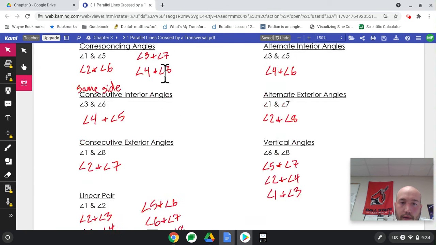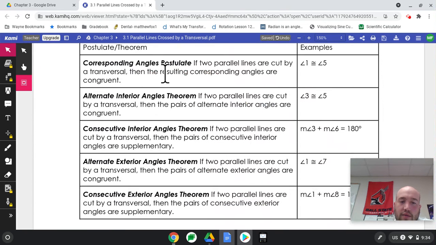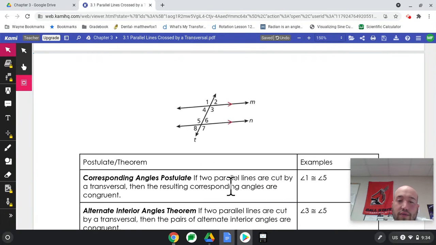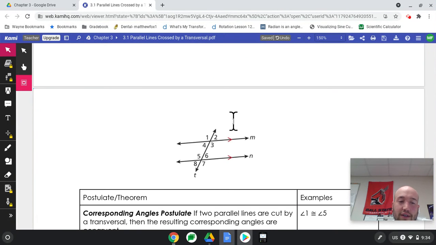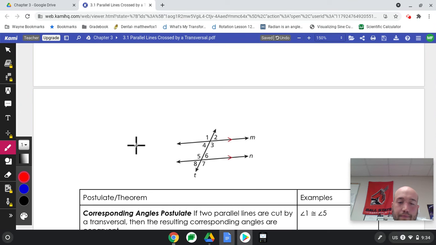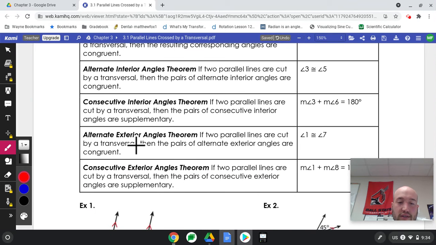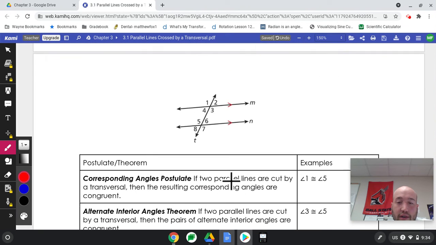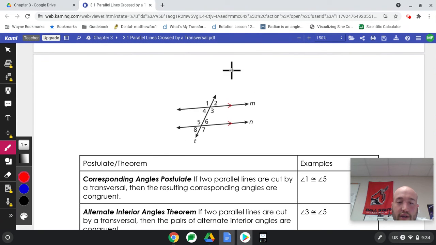My bad. So if we look then, we said alternate exterior, they're going to be congruent as well. So if we look here, like 1 and 7, 2 and 8. Then consecutive exterior, it's like the same side exterior, so they will be supplementary. So 1 and 8 would add up to 180, 2 and 7 would add up to 180.